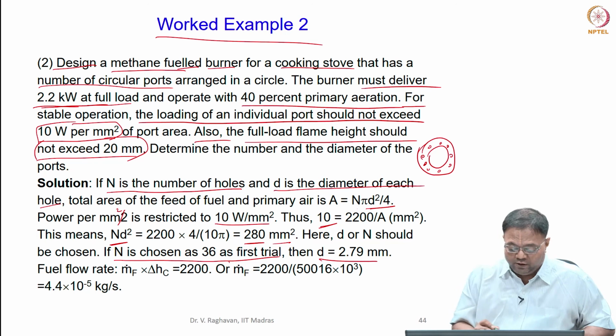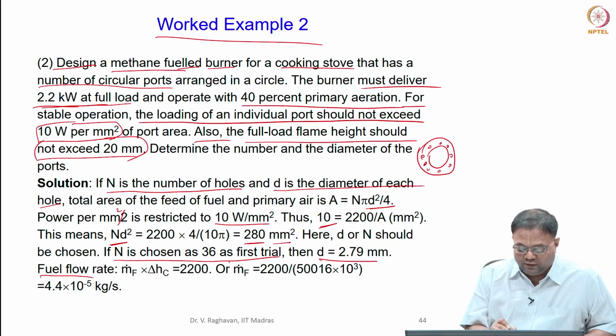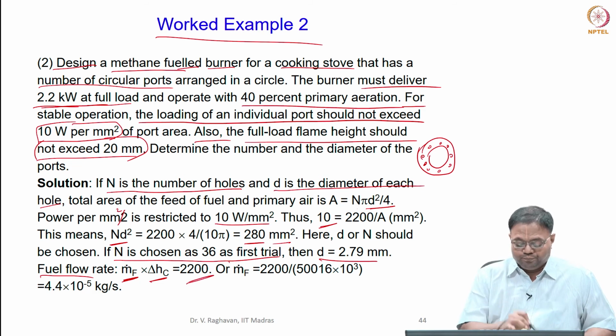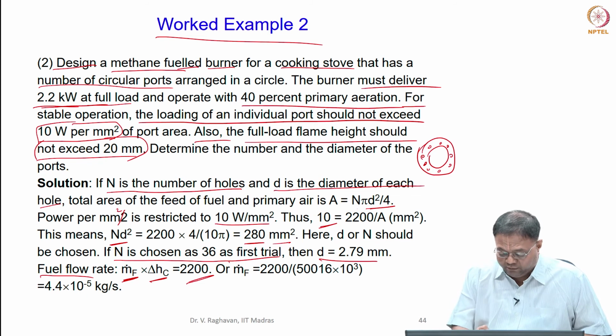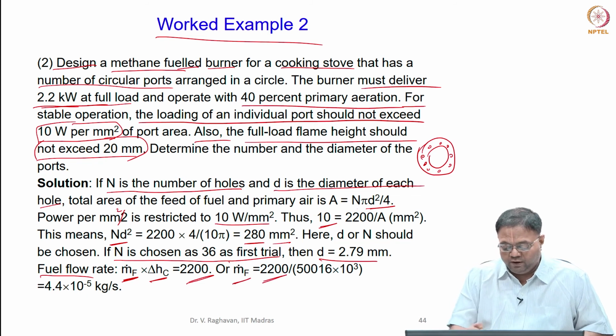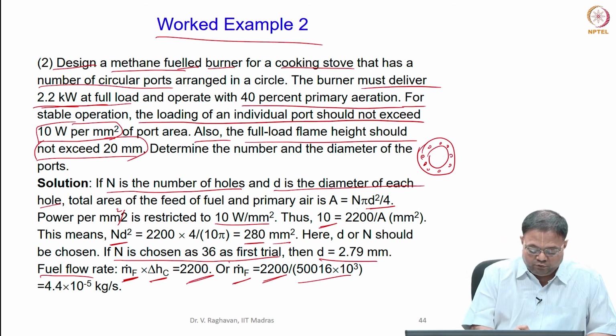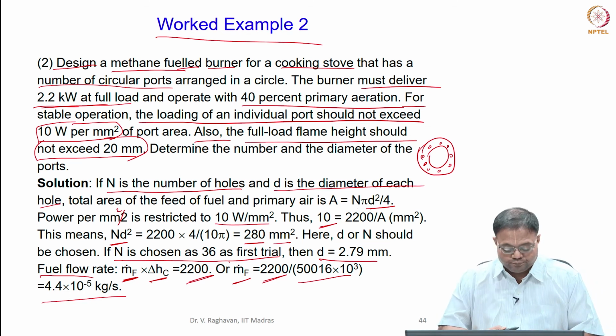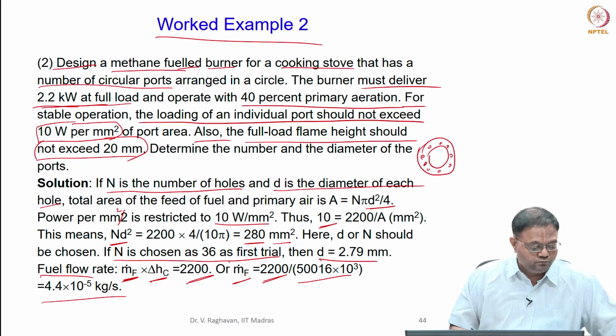So, now let us calculate the mass flow rate of the fuel. That is done by the total mass flow rate of the fuel, m dot f, into delta Hc, which is the heat of combustion or the calorific value of the fuel, should be equal to 2200 watts. So m dot f is the power divided by the calorific value of the methane, 50 megawatts. When substituted, you get 4.4 into 10 power minus 5 kg per second mass flow rate of the fuel.